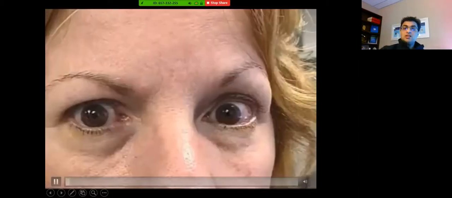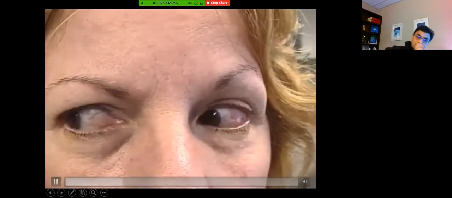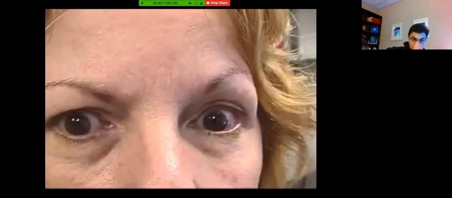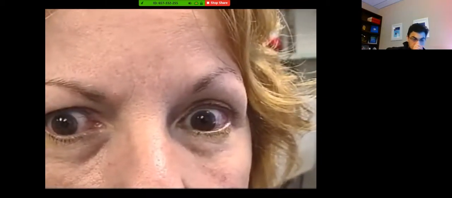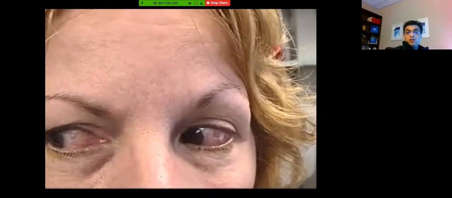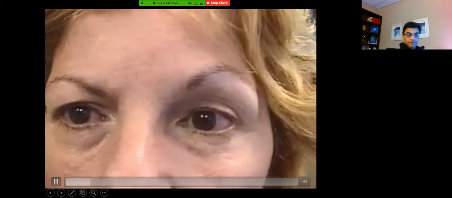Look to the right. Patient is able to look as far right as you can. To the left, cannot. She also has a problem with the VOR. Look right at the camera.